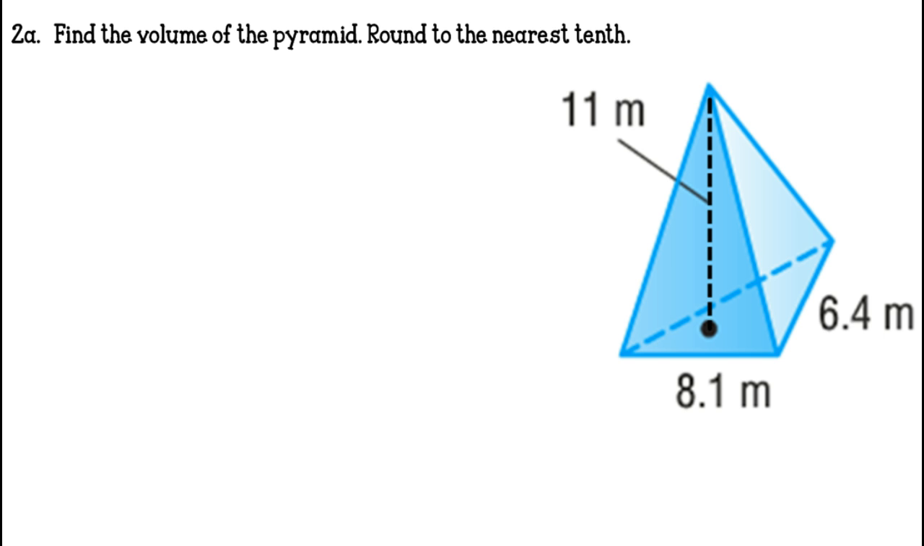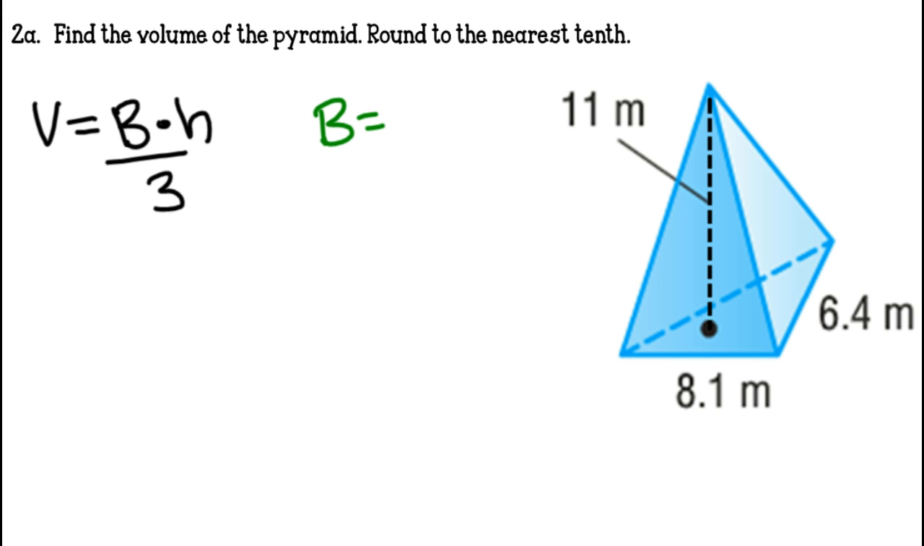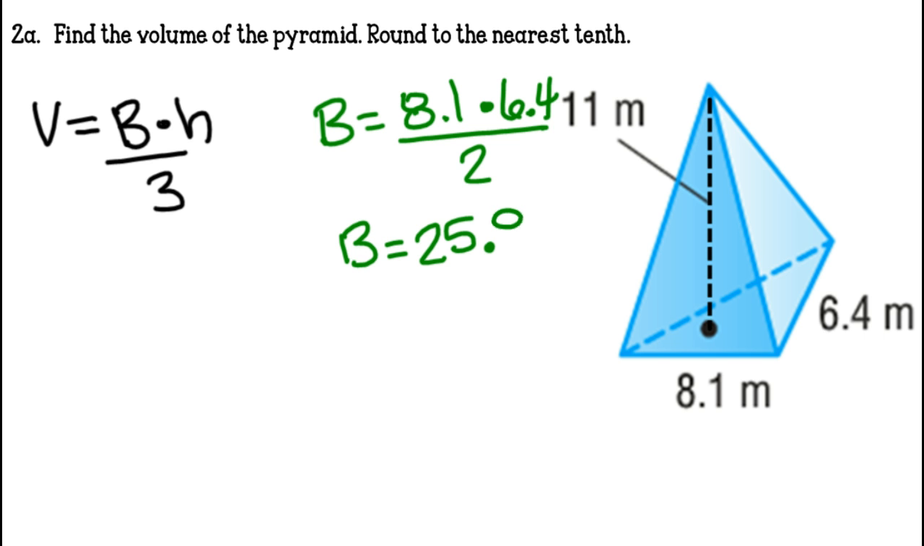2A, find the volume of the pyramid, round to the nearest tenth. So the first thing we do is write out our formula, which is volume equals the area of the base times the height divided by 3. And with this, we need to find the area of the base. I'm going to do that in a different color. Area of the base, my base is no longer a rectangle, it is a triangle. So to find the area of a triangle, I take 8 1/10 times 6 4/10 divided by 2. And that gets me 25 92/100ths, but I'm rounding to the nearest tenth. So it's 25 9/10 plugged in for the area of the base.